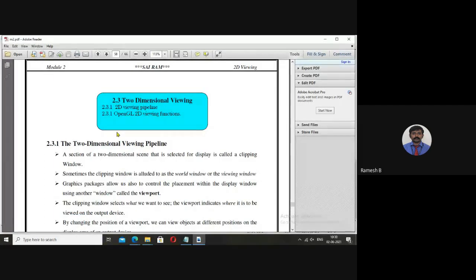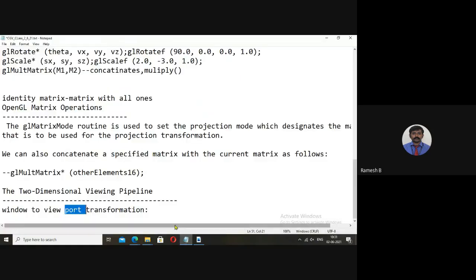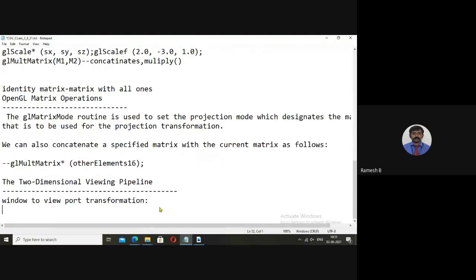Here you must know the world window, viewing window, and viewport. A viewport is a small part of the window. A viewport is a part of the display window.